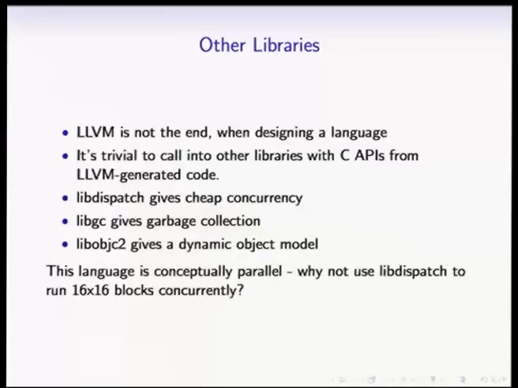And if you're writing your own compiler, LLVM does the compiler bit, but some of the runtime stuff maybe you can reuse from other projects. libdispatch gives you cheap concurrency. The Boehm garbage collector isn't the best in the world, but it is off the shelf, easy to reuse. The GNUstep Objective-C runtime gives you a nice dynamic object model that's really easy to work with.